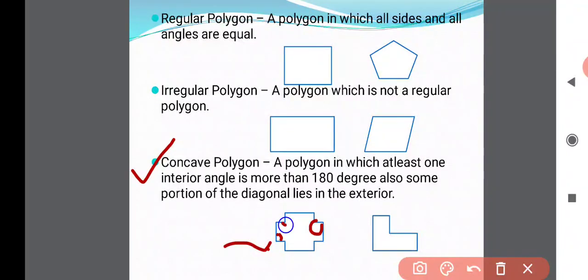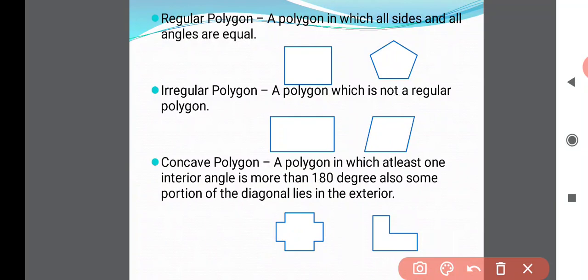This angle will be 270 degrees. So what do you observe? We observe that the measurement of this angle is more than 180, meaning the interior angle is more than 180. So it is a concave. Similarly, you can see here it is 90 degrees, but this angle is 270 degrees. So again, the interior angle is more than 180, so it is also a concave polygon.